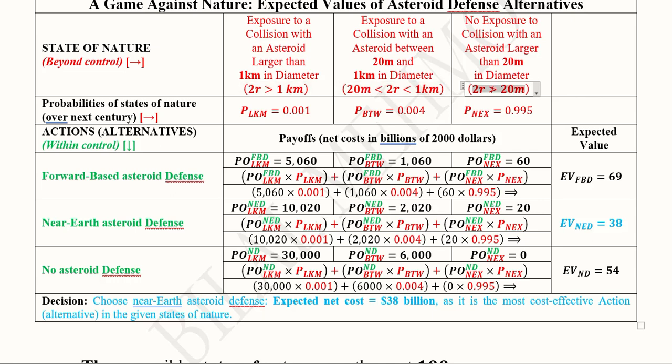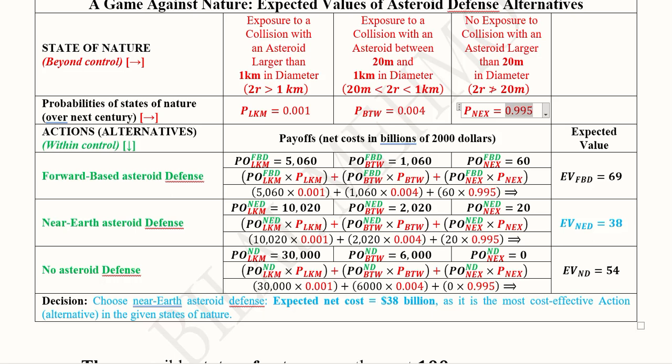Now the probabilities of the states of nature are also listed, and these are the probabilities over the next century. The possibility of having a large meteor is very rare, which is why we are assessing the value over the next century. The first probability, of having a large diameter asteroid, is very low, that is 0.001. The probability of having a medium-size asteroid is also low, but the probability of having no exposure to a large meteor is high, because usually we observe that no large asteroid hits on a regular basis or without large intervals.